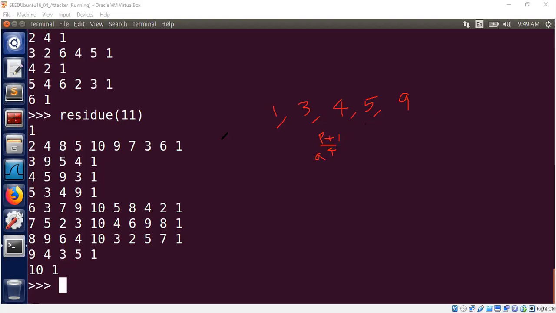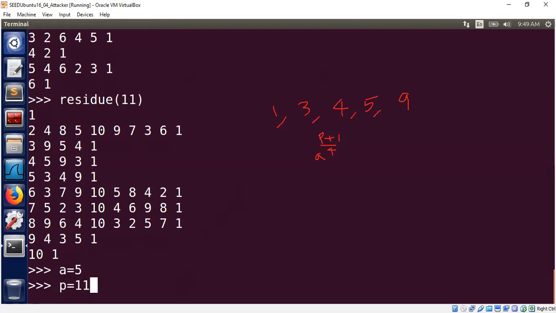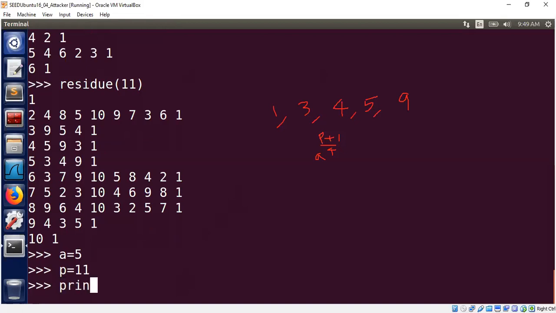So let me now just use regular Python to do this arithmetic. Let's say A is equal to 5. We are interested in finding the square root of 5 in mod 11, and p is equal to 11. So all I'm going to do is make use of the power function. The power function takes your a, (p plus 1) by 4, and p. So hopefully it will tell me the square root of 5 is either 7 or 4. Let's see what happens now.